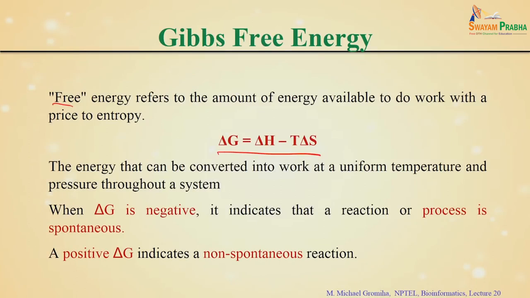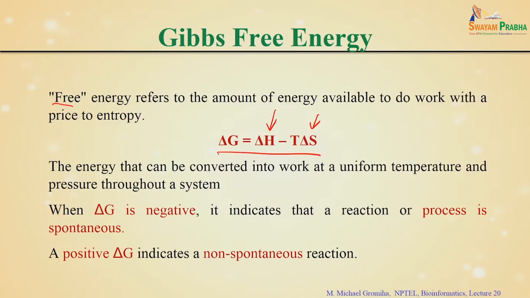Why do we call this free energy? Because it is the energy available to do work at the expense of the entropy. This is the entropy of the system, and this is the enthalpy of the system. So, delta G is given as delta H minus T delta S. If delta G is negative, in this case the process is spontaneous, which can do work.